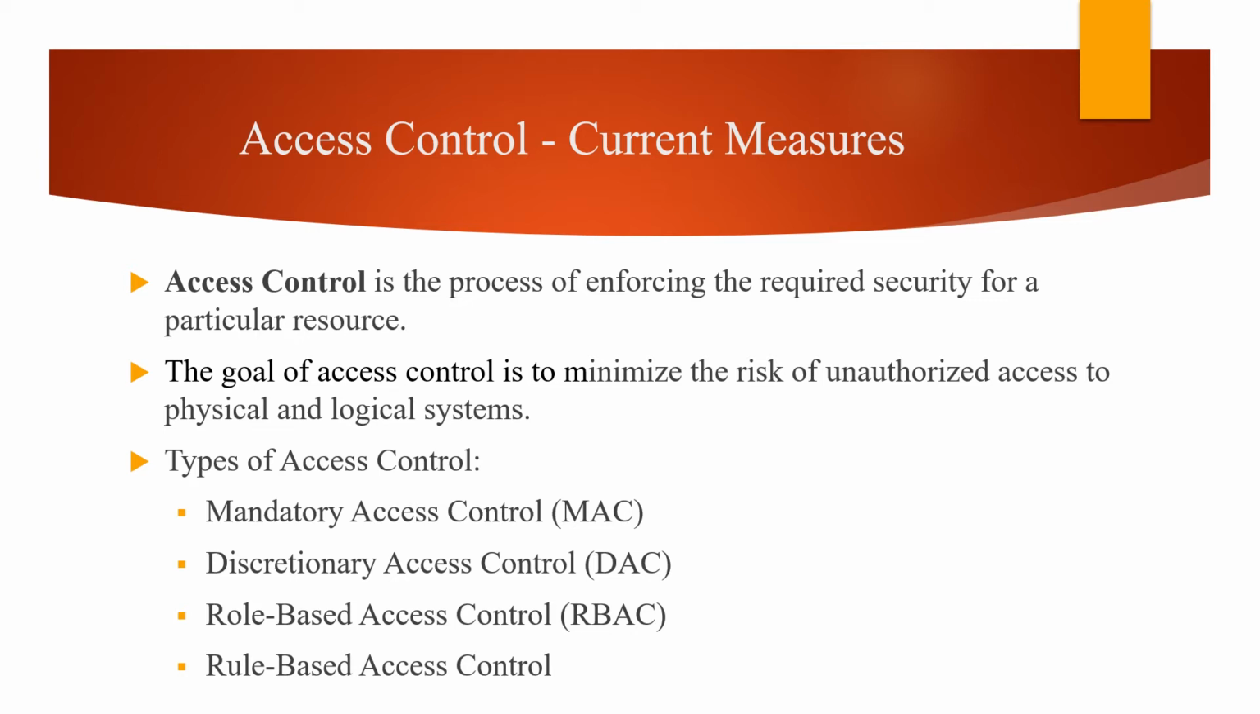Rule-based access control defines the rules that govern access to resource objects. Often these rules are based on conditions such as time of day or location. It is not uncommon to use some form of both rule-based access control and role-based access control to enforce access policies and procedures.